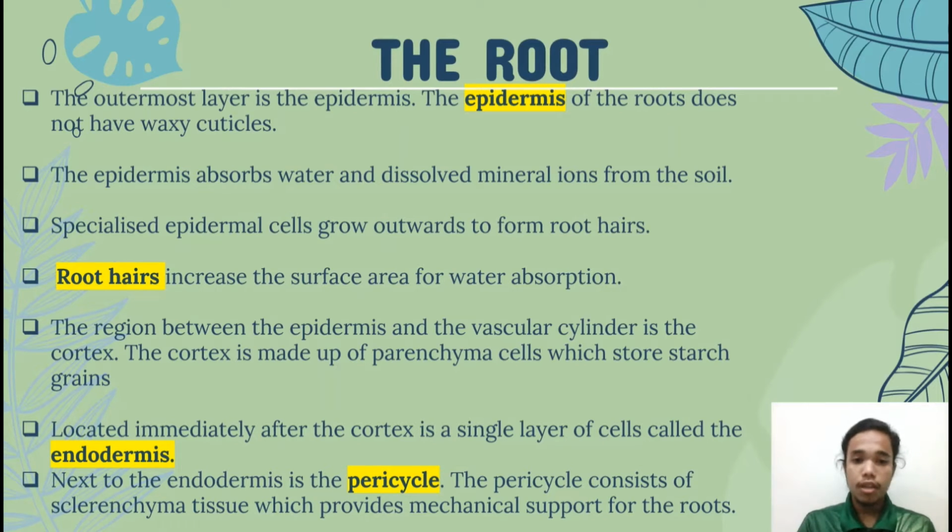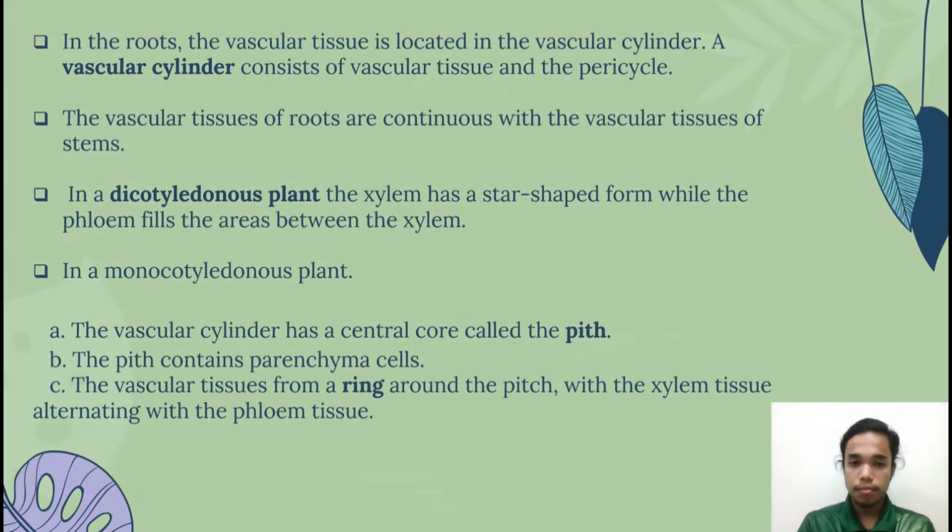The region between the epidermis and the vascular cylinder is the cortex. The cortex is made up of parenchyma cells which store starch grains. Also, located immediately after the cortex is a single layer of cells called the endodermis. Next to the endodermis is the pericycle. The pericycle consists of sclerenchyma tissues which provide mechanical support for the roots.